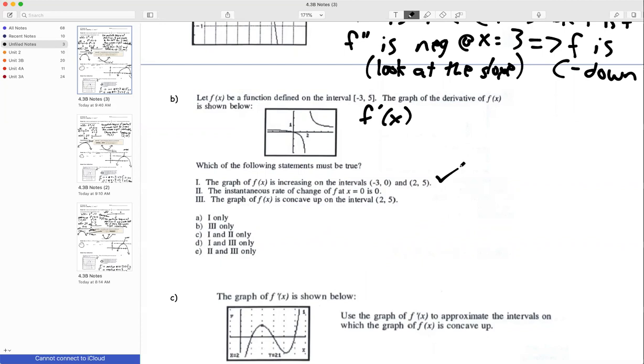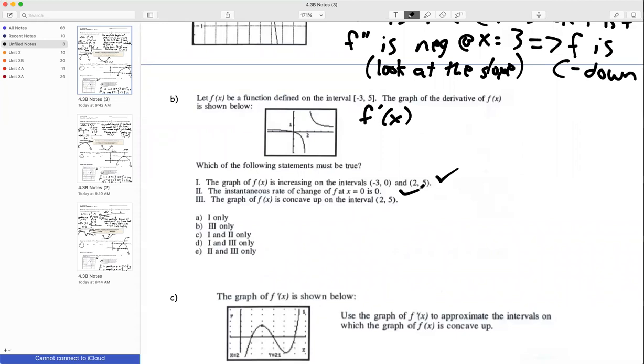Number 2. The instantaneous rate of change of f at x equal to 0 is 0. True? False? Too bad they can't see that on the video, right? This is also true, because what is my derivative at 0? Since this is a graph of the derivative, I'm just going to look at what happens at 0, and it crosses the origin. Therefore, it is equal to 0.